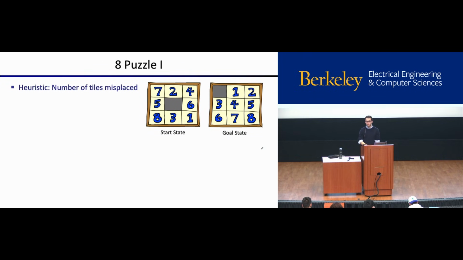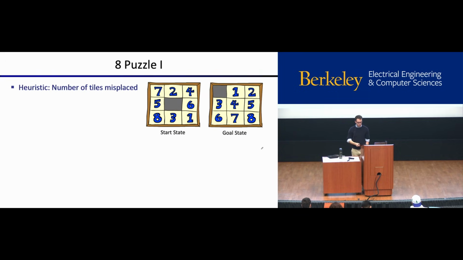So the heuristic that we're going to start with is the number of tiles that are out of place. Why is this a good heuristic? First of all, what is it? How many tiles are out of place here? Well, actually, none of them match, right? 7 doesn't match blank, 2 doesn't match 1, 4 doesn't match 2. All 8 tiles are out of place. So the heuristic for this state, the starting state, would be 8.